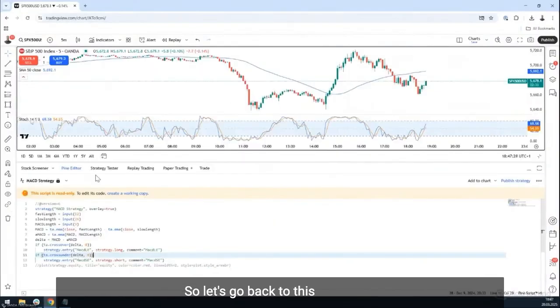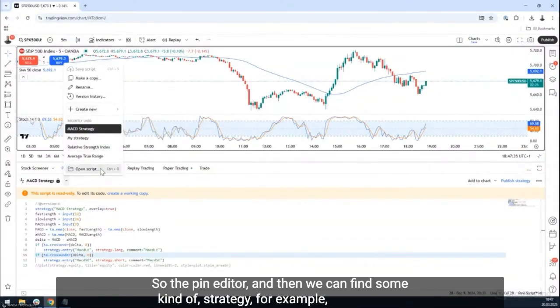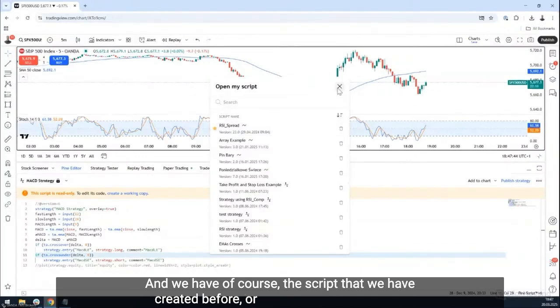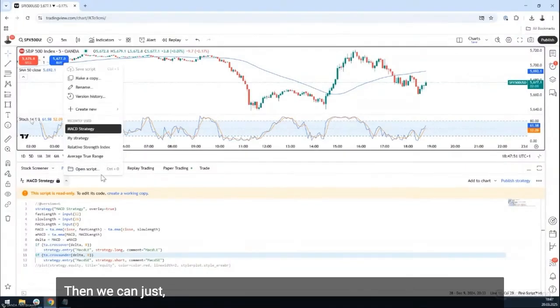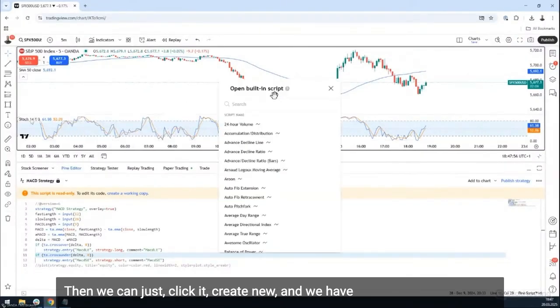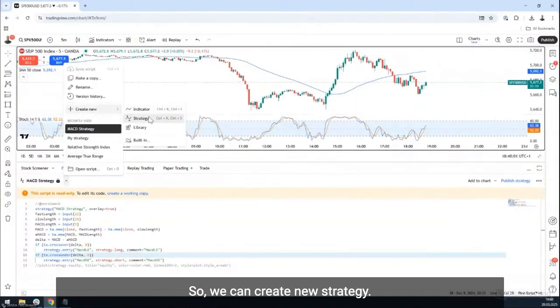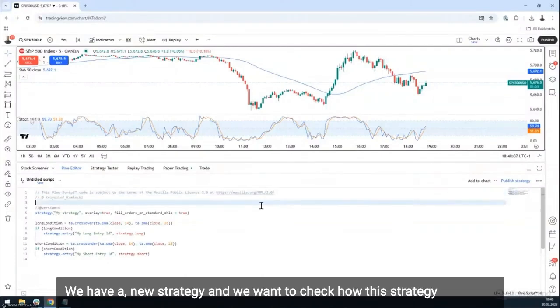Okay, so let's go back to this Pine Editor. So in the Pine Editor, we can find some kind of strategy. For example, open script, and we have, of course, the scripts that we have created before. Or if we want to just check some kind of strategy, then we can click create new, and we have built-in scripts, of course. So we can create a new strategy. Okay, we have a new strategy and we want to check how this strategy will work.